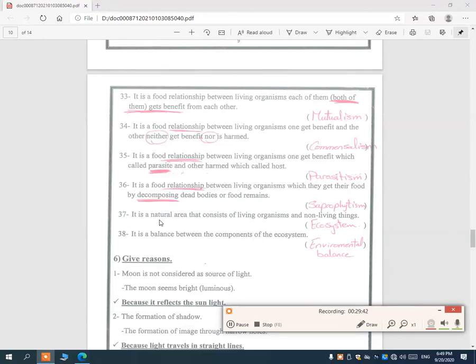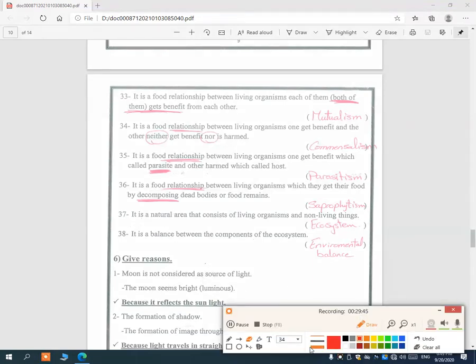Number 37: the natural area. We said when you see natural area, you have to write ecosystem. And number 38: the balance between the components of the ecosystem. What is the balance between the ecosystem components? It's environmental balance.